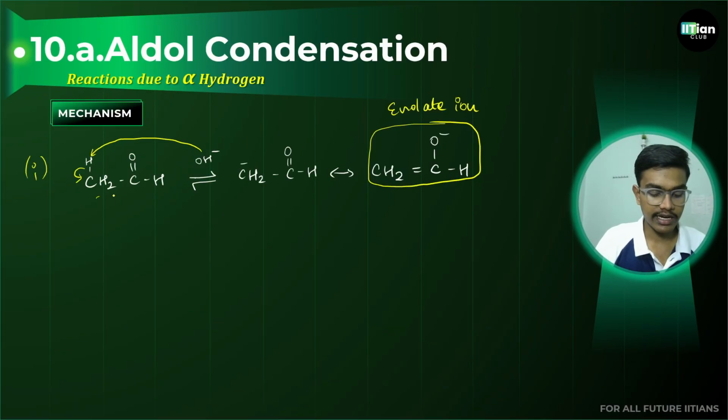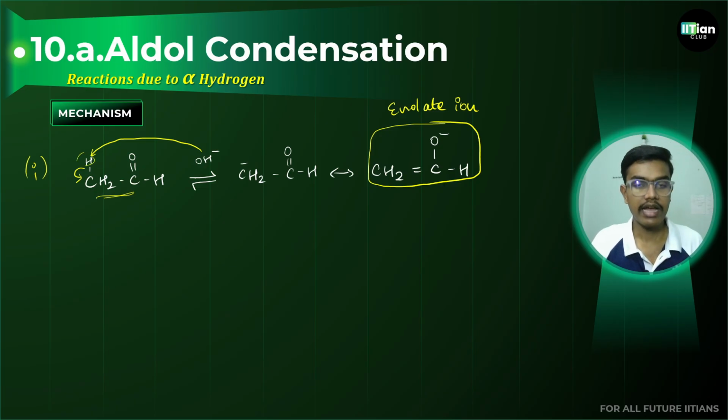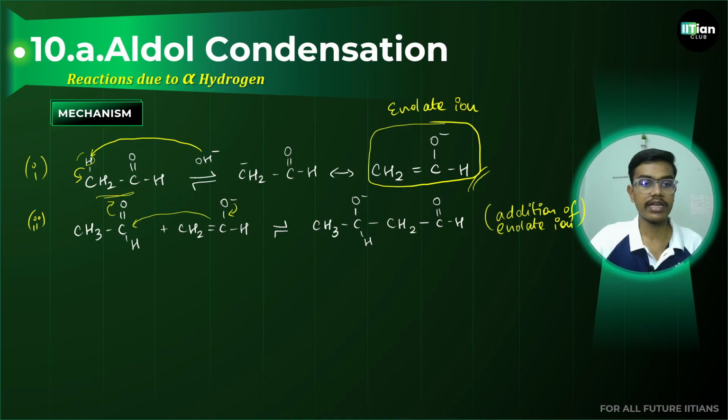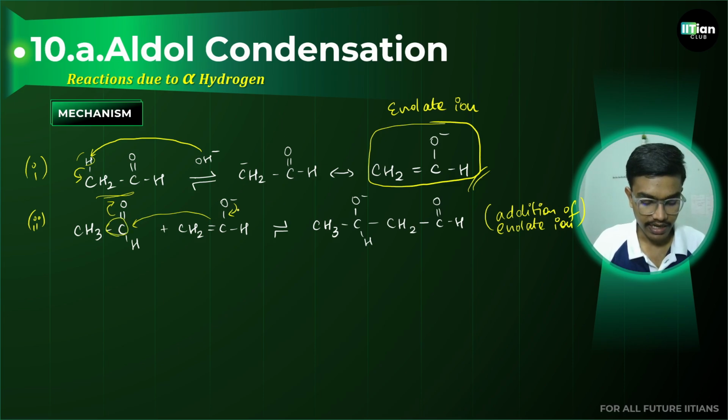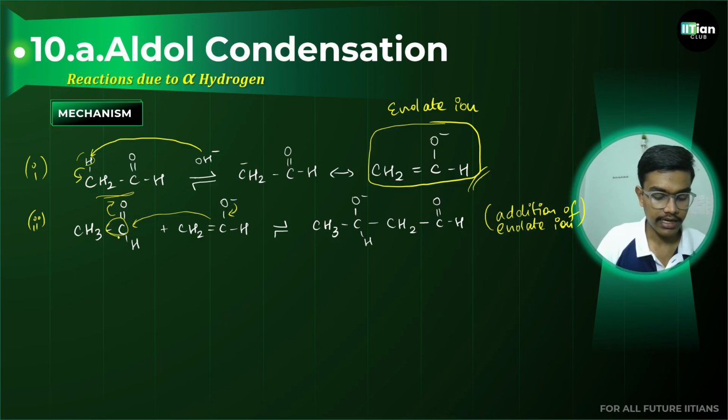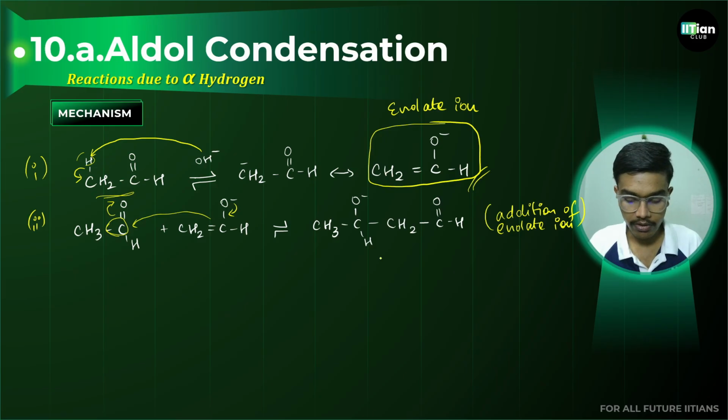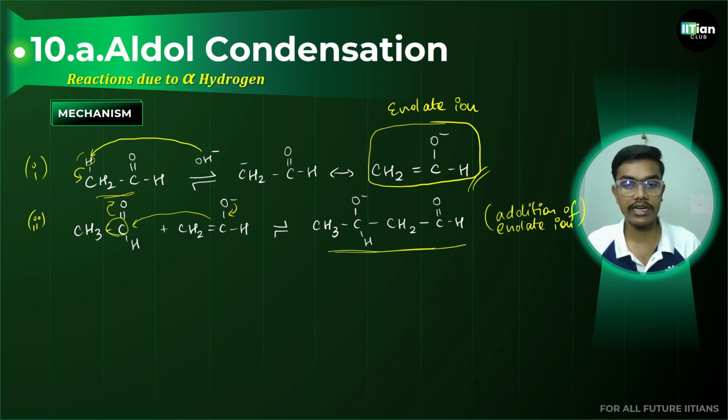You have the aldehyde over here, and the base is attacking the alpha hydrogen. When it is attacking, you get the enolate ion formed. In the next step, another aldehyde has this carbon which is electrophilic, and this O minus is going here and attacking the carbon there, and then it forms this product. This is the addition of enolate ion step.